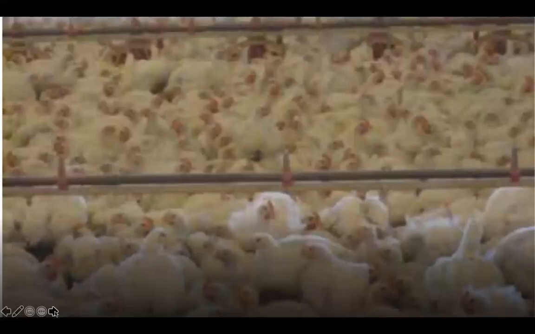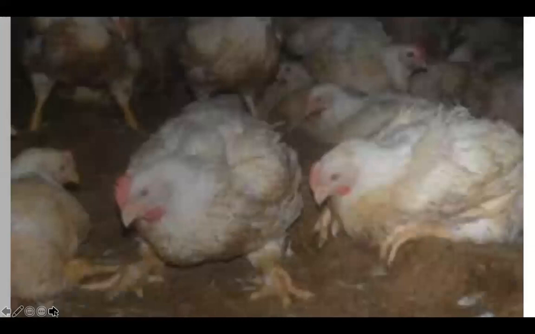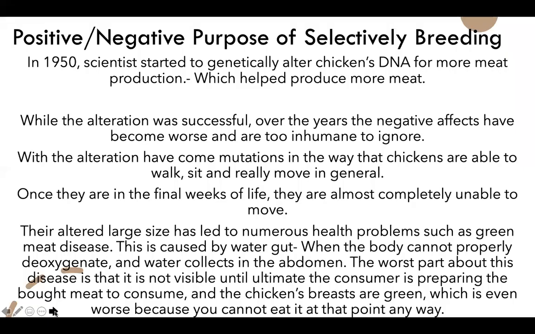This is just a picture of some of the overpopulation of chickens they are breeding. And then this is a picture of what I will be talking about next on my next slide, which is pros and cons. I wanted to give a quick look at this before I really start discussing the positive and negative purposes of selective breeding. So this all began for chickens in 1950. Scientists started to genetically alter the chicken's DNA for more meat production, which was a positive. It did produce more meat. During that time, there were all sorts of shortages and the necessity was there. The demand was greater, so they wanted to make more to keep up with demand.